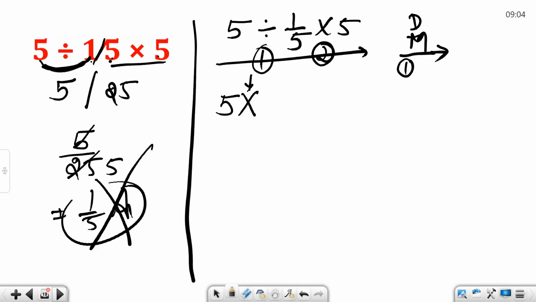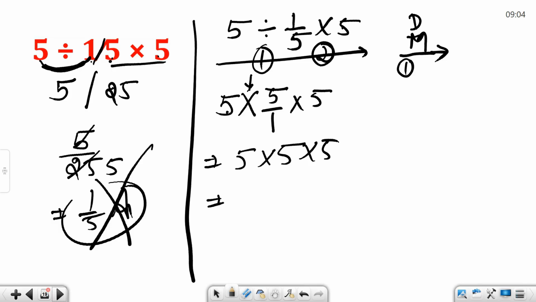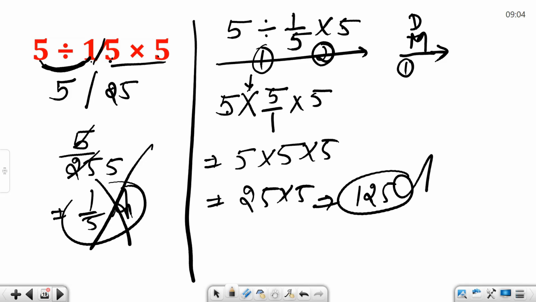Let's solve it step by step. For 5 divided by 1/5, we can rewrite the division as multiplication, and we reverse 1 over 5 to become 5 over 1. Then finally multiply that by 5. Now, calculating 5 times 5 times 5 gives us 25 times 5, which equals exactly 125. This is the correct right answer.